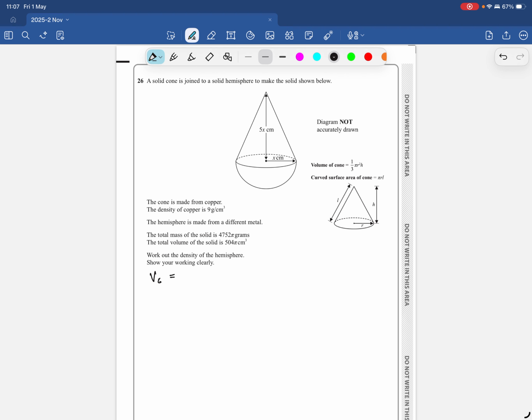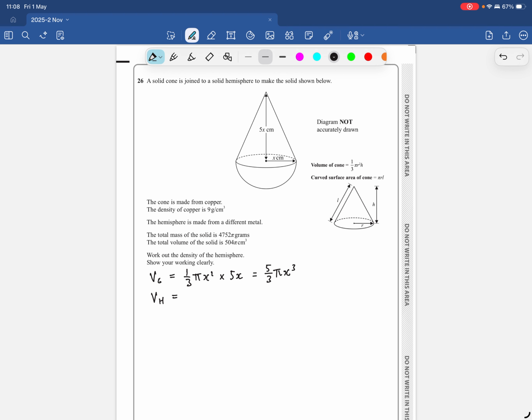So the volume of the cone, and I've pasted in this here from the formula sheet, is equal to 1/3 pi r, which is x, so x squared, times h, which is 5x, and that's equal to 5/3 of pi x cubed. Now the volume of the hemisphere, excuse me.